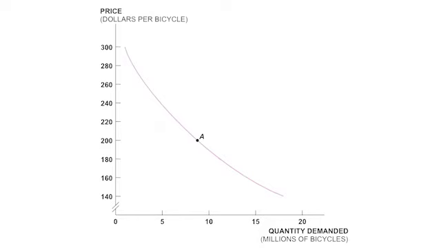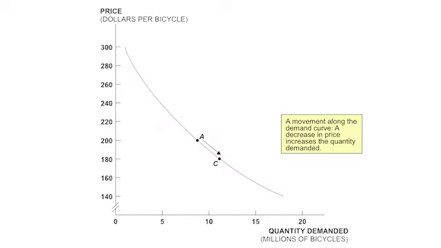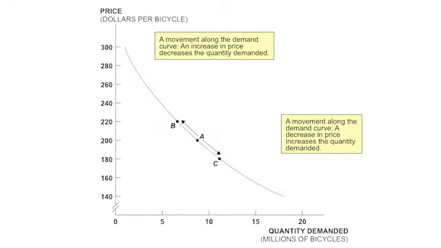And then the movements along the curve occur when the price goes up and the price goes down. So at point C, the price is lower than at point A, and the quantity demanded is higher. And so that's a movement along the curve. And if you go in the other direction, the price goes up and the quantity demanded goes down. Those are movements along the curve. But we also have reasons for the curve to shift, because other things affect bicycle demand than the price.